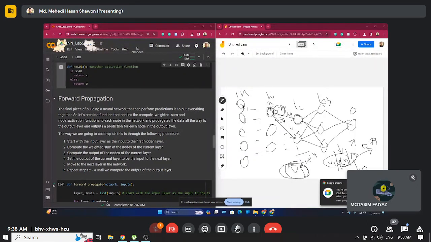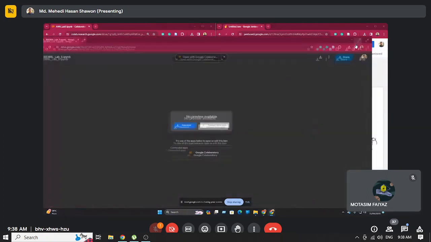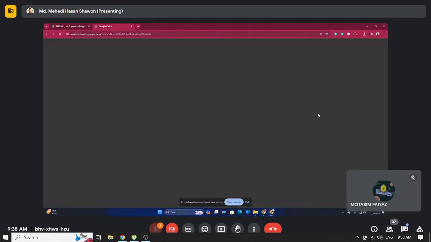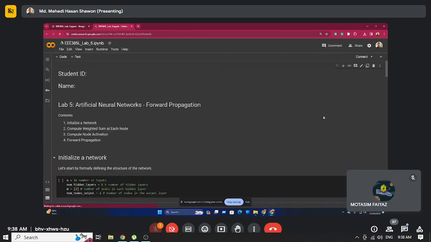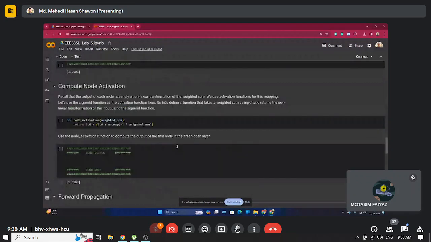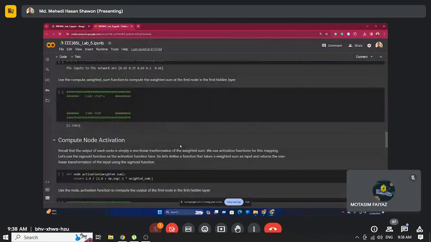Sir, the output we got here, is it from any layer? No, no, not a layer, this is the output of one neuron. Suppose in the first hidden layer you have 3 neurons. What I just showed you is the output of one neuron only. Did you understand? Yes, sir.